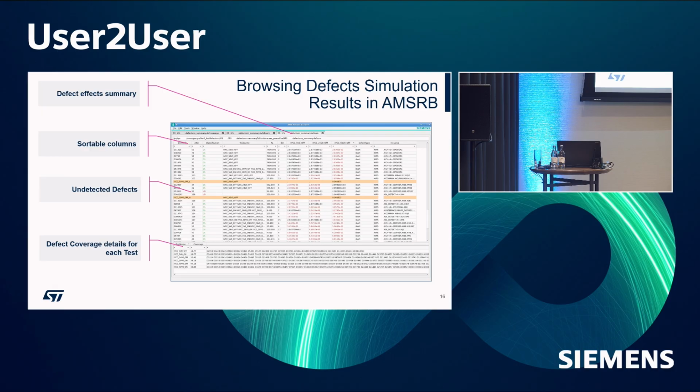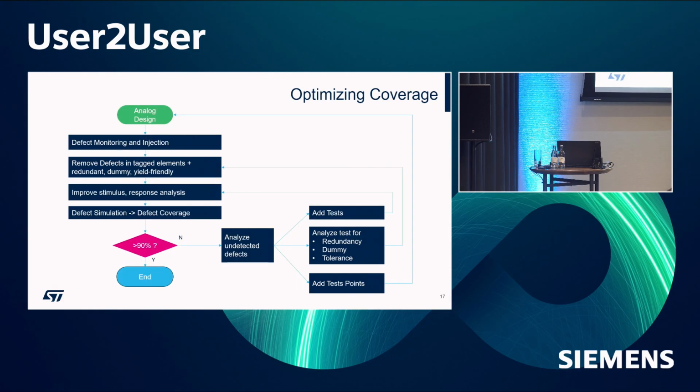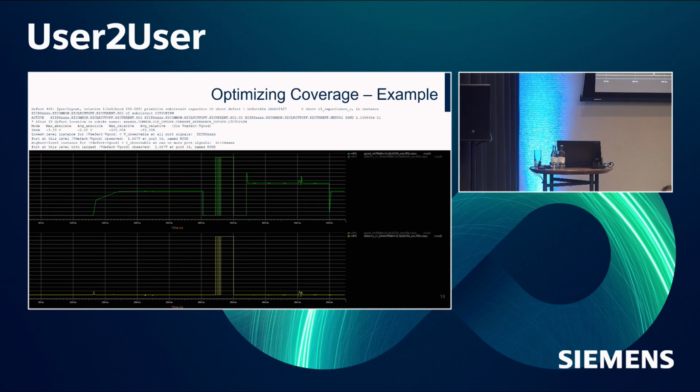In case we are optimizing the design, we can think to enter some test points to spot these two defects. This is the loop I was telling you about, where you can try to optimize your coverage. I'm sorry. Okay.